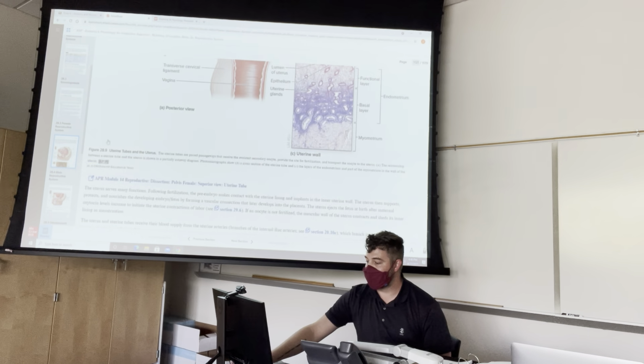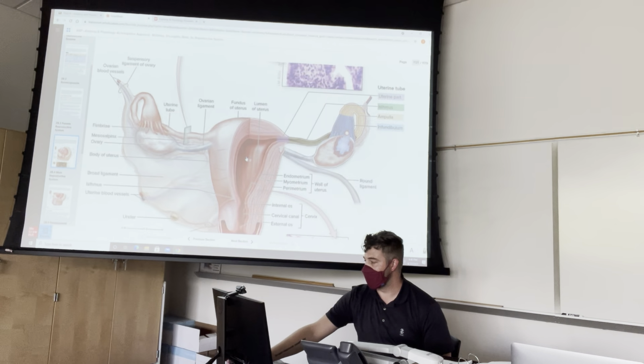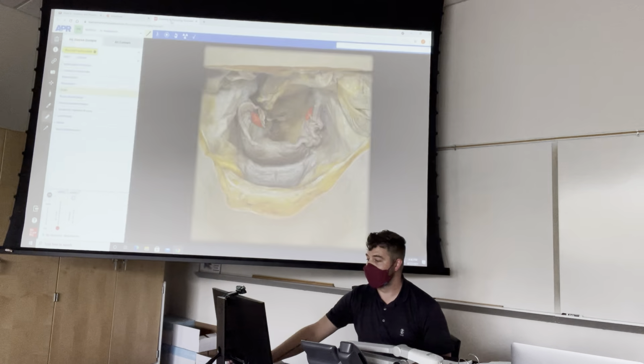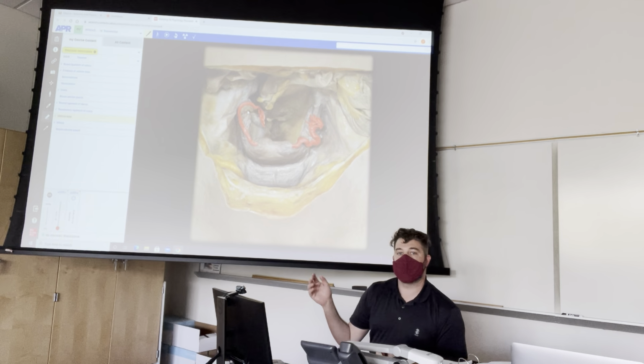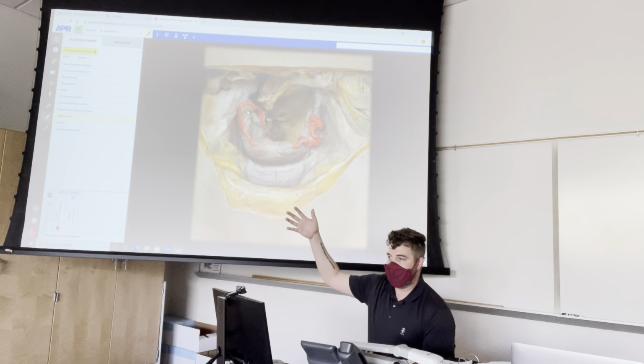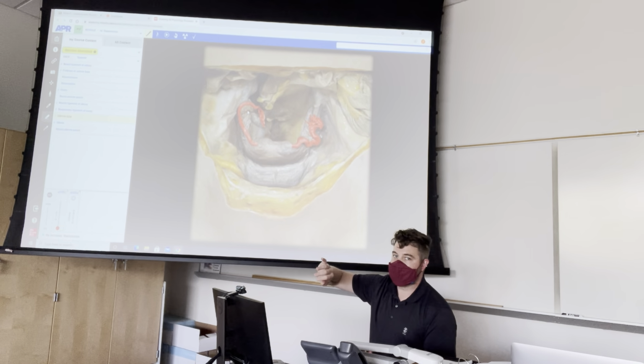Here we go. So 28.9. We're going to spend a lot of time in this image. It breaks down the 4 parts of the uterine tube. So we can also see it right here. There you go. Again, the uterine tube, this is what's going to be responsible for transporting the ovulated oocyte into the uterus. Okay?